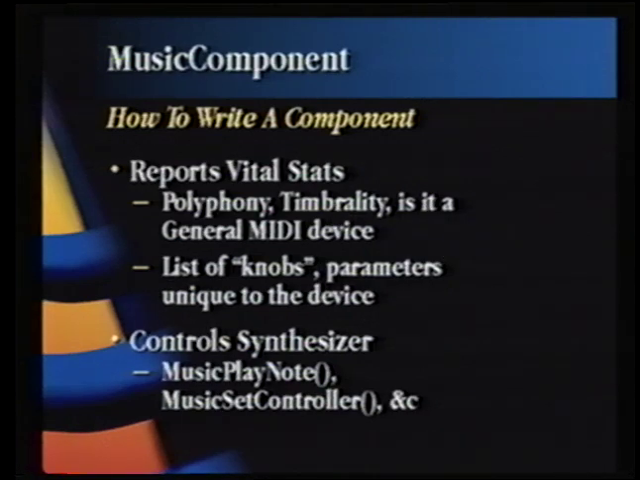Okay, the things that a component reports are its basic capabilities, such as its polyphony, its multitimbrality, which is how many different sounds it can produce at once, as opposed to its polyphony, which is how many simultaneous notes in a chord it can play. And then the list of knobs, which are parameters unique to that device. And it's this knob list which enables things like the instrument editor dialog to work. And what does it do? It controls the synthesizer. It has to implement calls like music play note and music set controller, which are quite analogous to their calls in the note allocator. The note allocator just calls directly down to the music component when it gets a play note for the correct note channel.